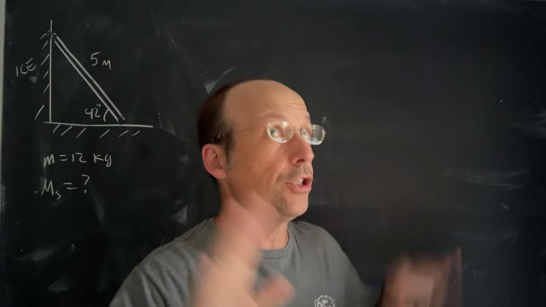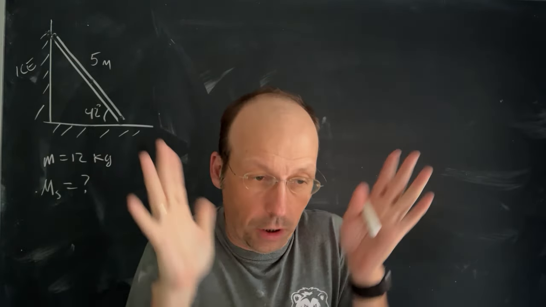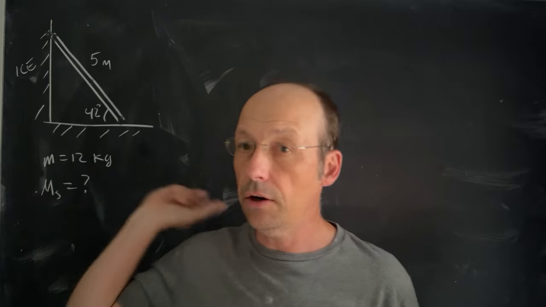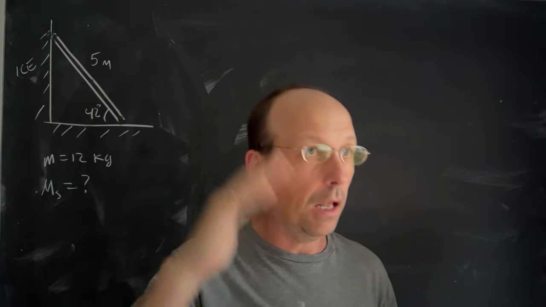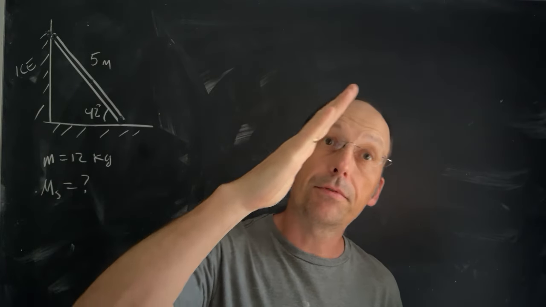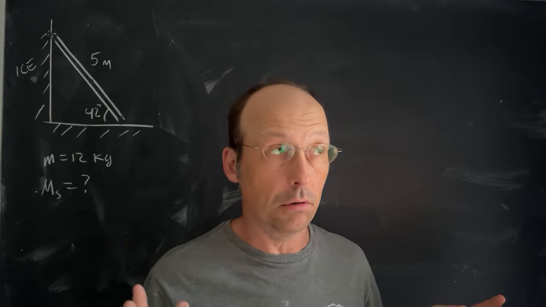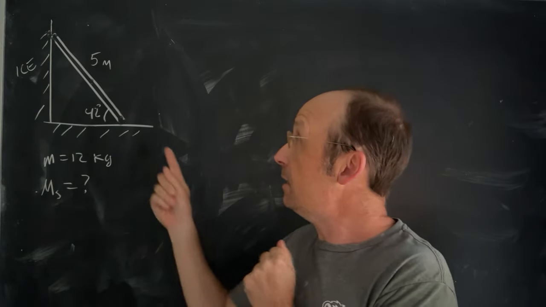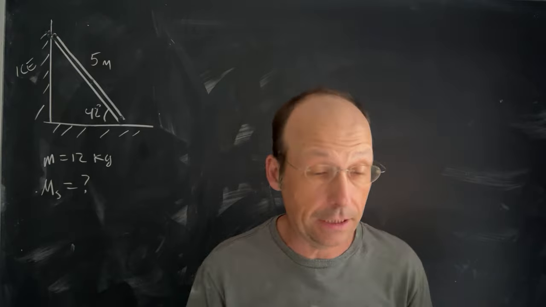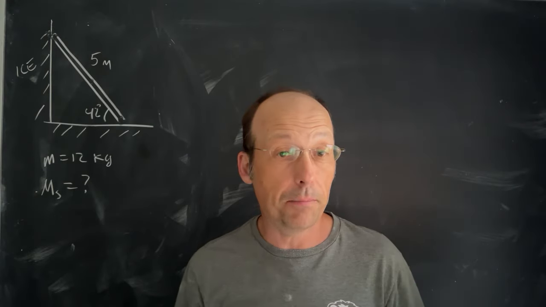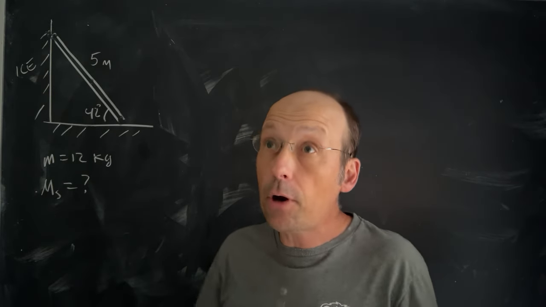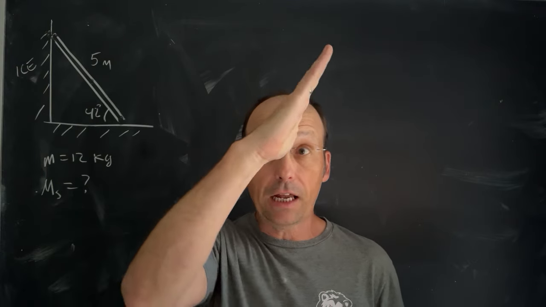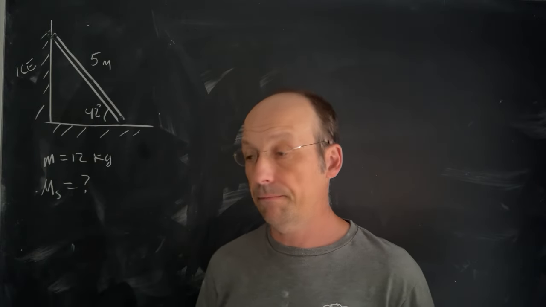Rotational equilibrium, rigid body equilibrium, statics, whatever you want to call it, problem, let's do it. Here is the problem. A ladder leans up against an ice wall, which, you know, can happen. So if it leans at a 42-degree angle, has a mass of 12 kilograms, a length of 5 meters, what's the minimum coefficient of friction to prevent that ladder from slipping down like that?